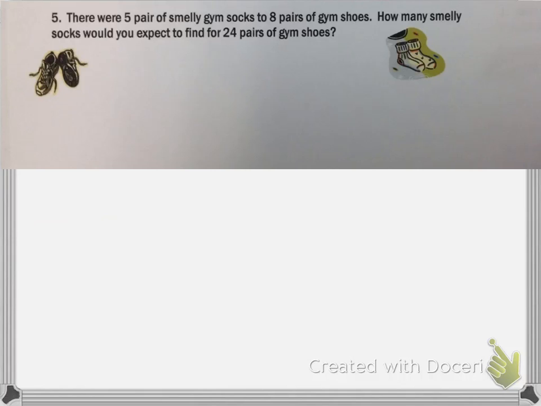Okay, so let's look at our information. We know that we're comparing socks to shoes. So we're going to write that ratio down. And then we're going to pull our first ratio from the given information. So there were 5 pair of socks to 8 pair of shoes. That's our first ratio. We put an equal sign because we know that they're equivalent.